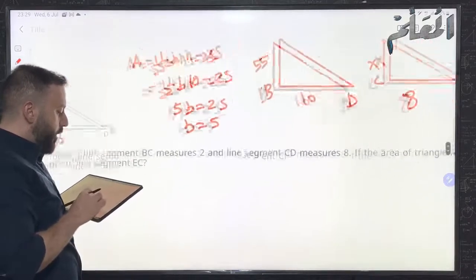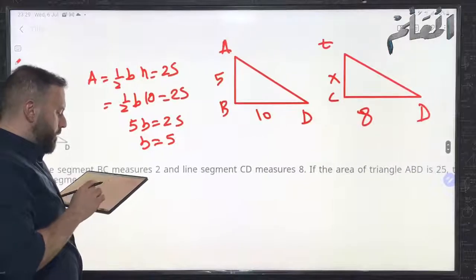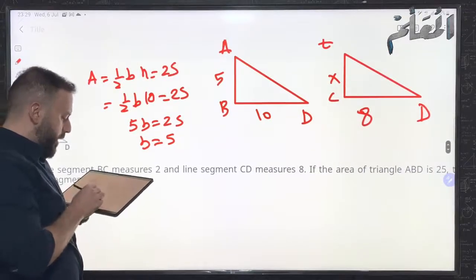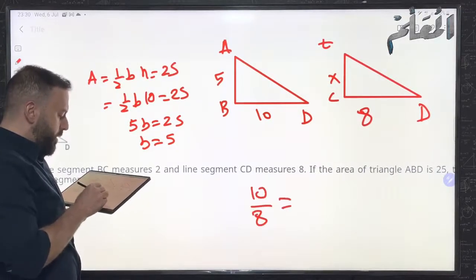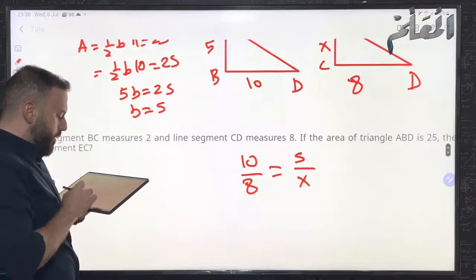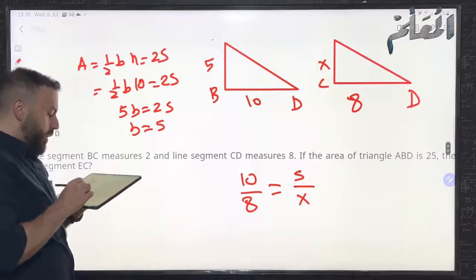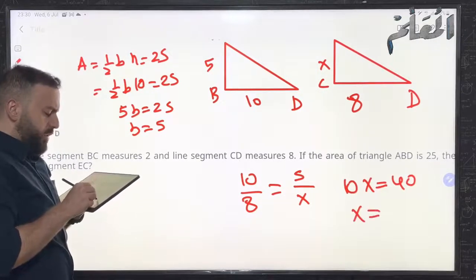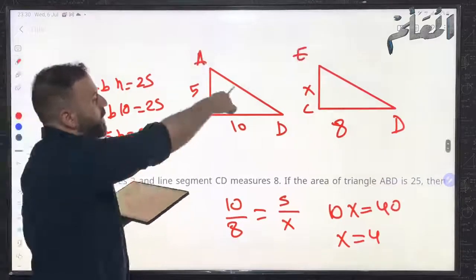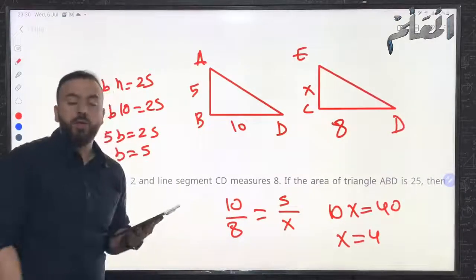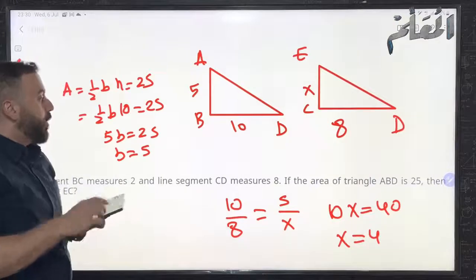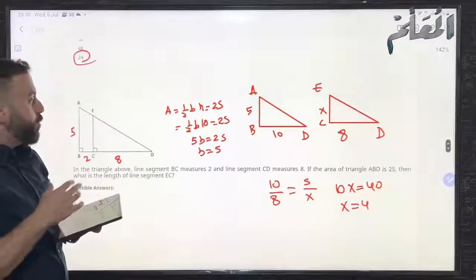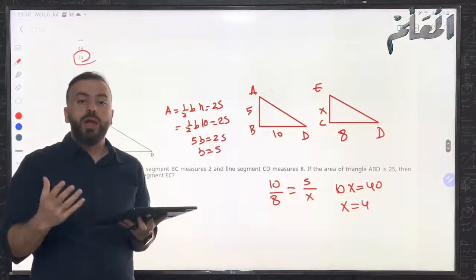And this here is X. So if I want to get EC, so far we can say 10 over 8 is equal to 5 over X, right? Cross multiplication, which means 10X is equal to 40, means X is equal to 4. So the size of EC is equal to what, guys? 4. Okay?